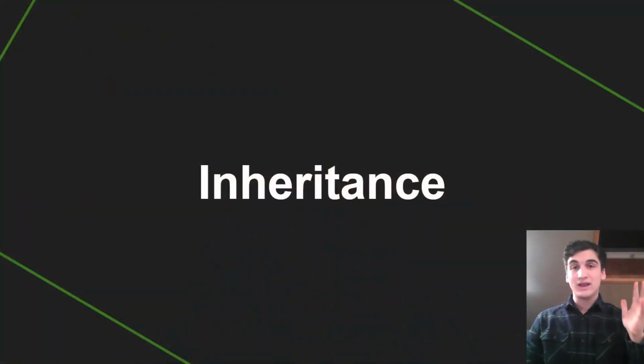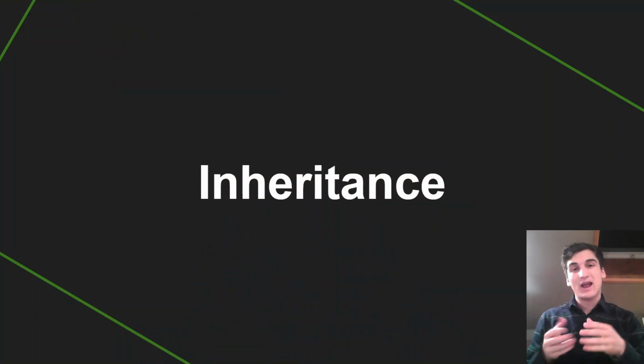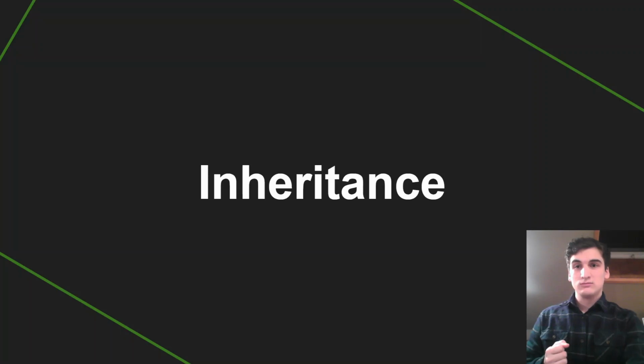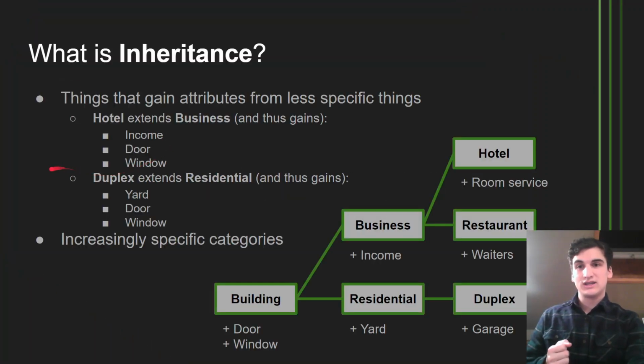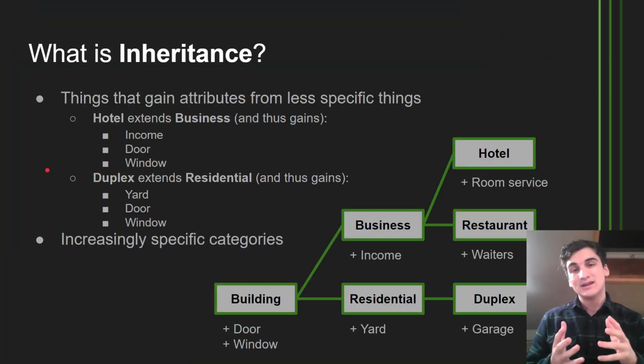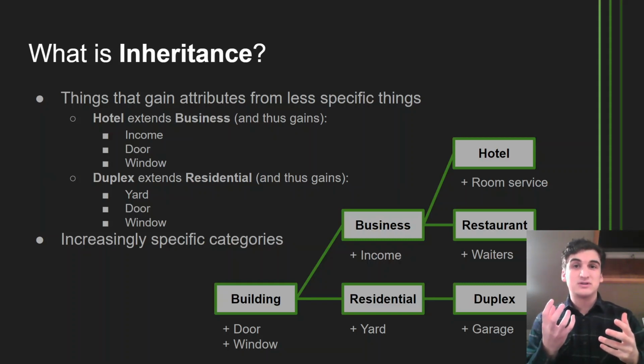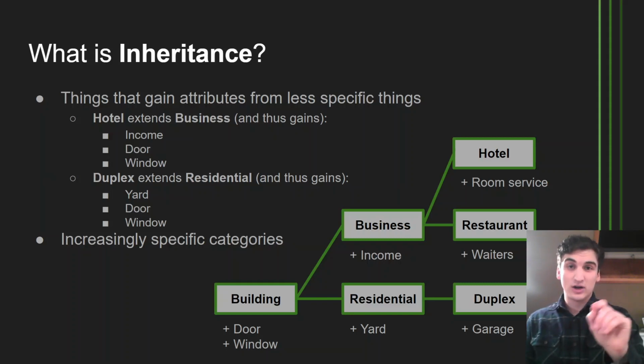So, inheritance. What is it and how can it help us to be better Java programmers? Well, on our next slide here, you'll see what inheritance actually is. Essentially, inheritance is things that gain attributes from less specific things. In our example, which I'm going to be showing on the graph, we have the hotel.